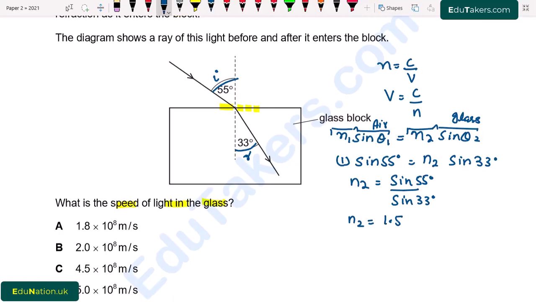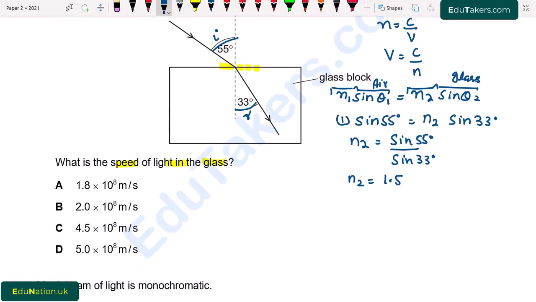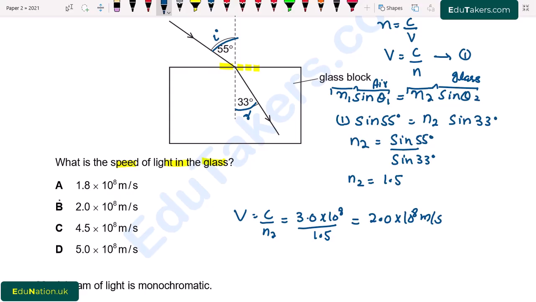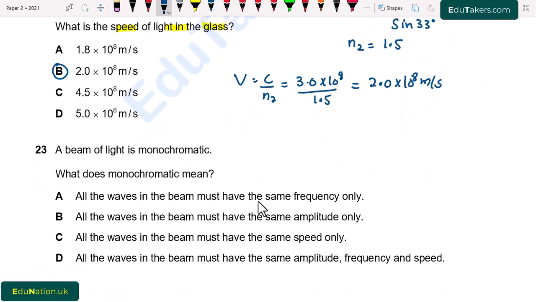So this is the refractive index of the glass, and we have to find the speed of light in the glass. So I use this formula: v is equal to c over n2. c is 3.0 times 10 to the power 8 divided by 1.5. It will be equal to 2.0 times 10 to the power 8 meters per second. So from here, option B is correct.